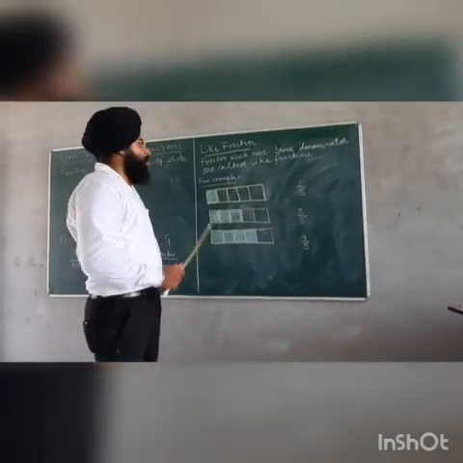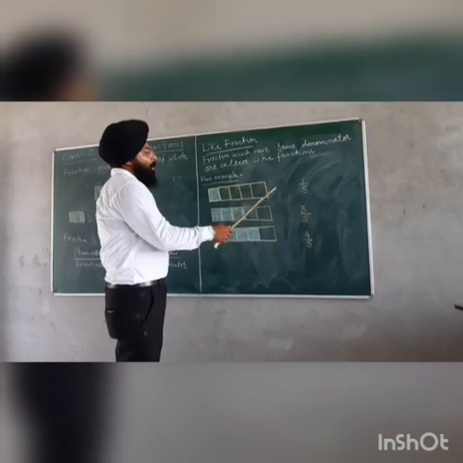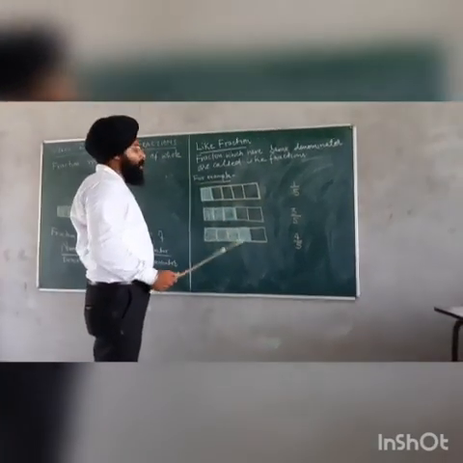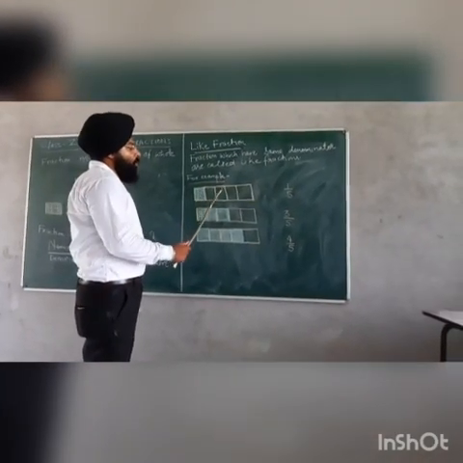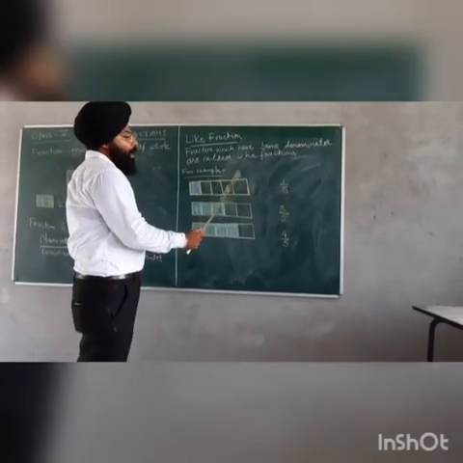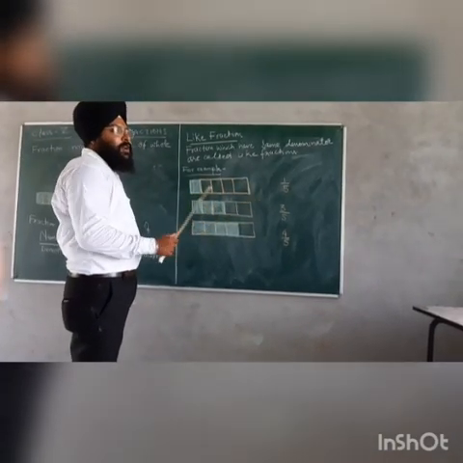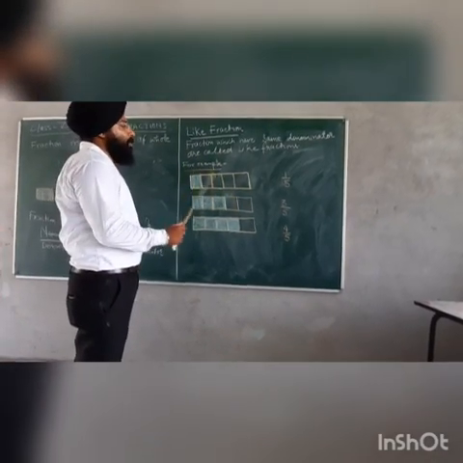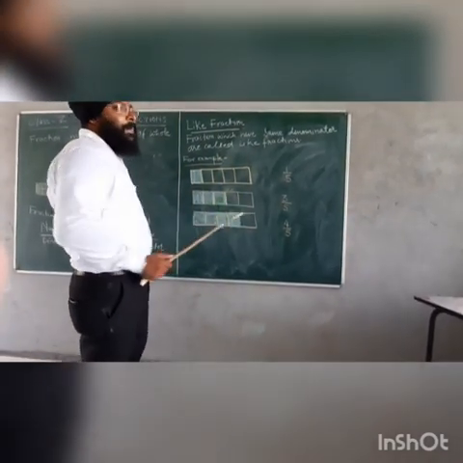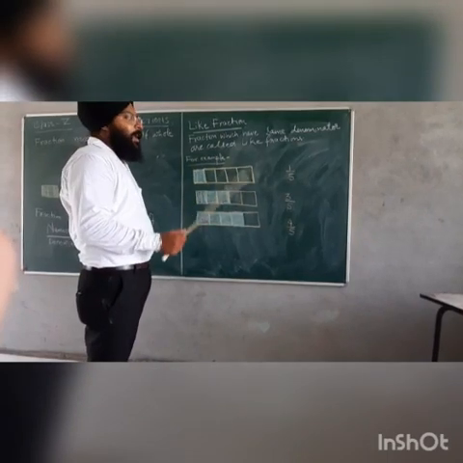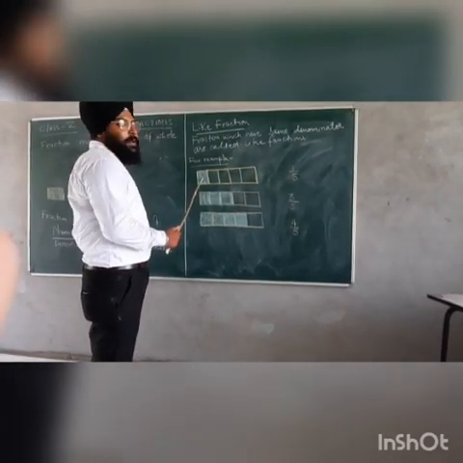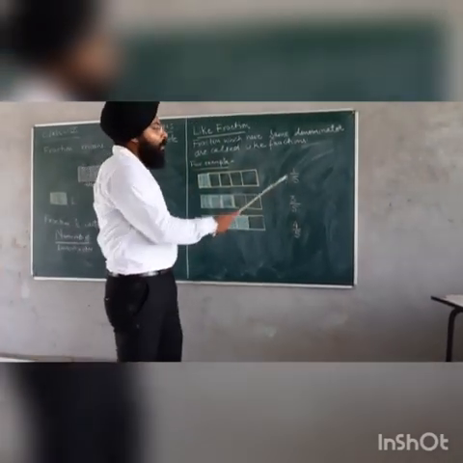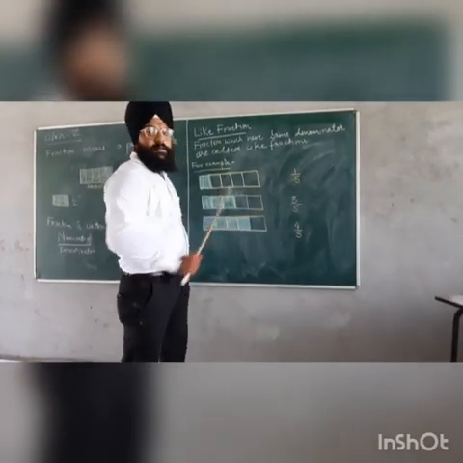For example, we see in this diagram there are 5 equal parts: 1, 2, 3, 4 and 5. This rectangle is divided into 5 equal parts. How many boxes are colored? Only one box is colored. So its fraction will become 1 upon 5.